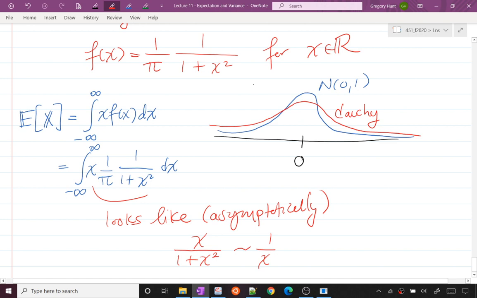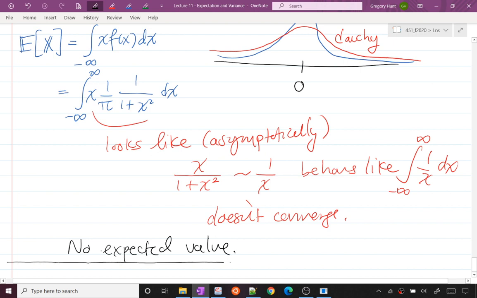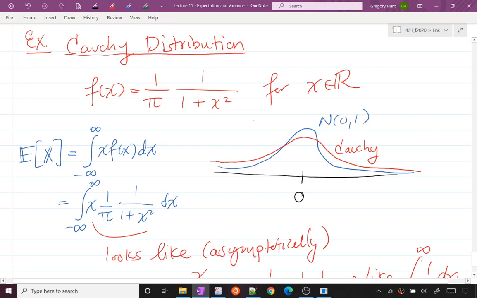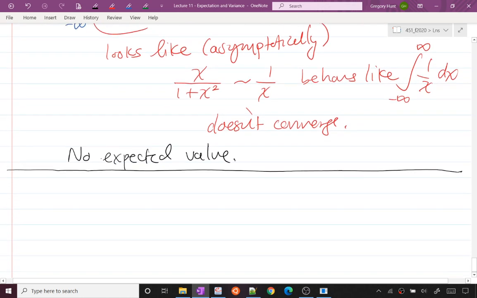And so it behaves like the integral, let's say even this, from negative infinity to infinity of 1 over x. And that doesn't converge. And so this Cauchy random variable has no expected value. In the normal way, we can't assign it a number. In some ways, it's an okay distribution, but the Cauchy distribution is a very weird distribution. It's often used as a counterexample to theorems, for example, surely that expectations always exist. Well, no. Cauchy shows that that's not always true. Okay, so that's kind of a weird property.